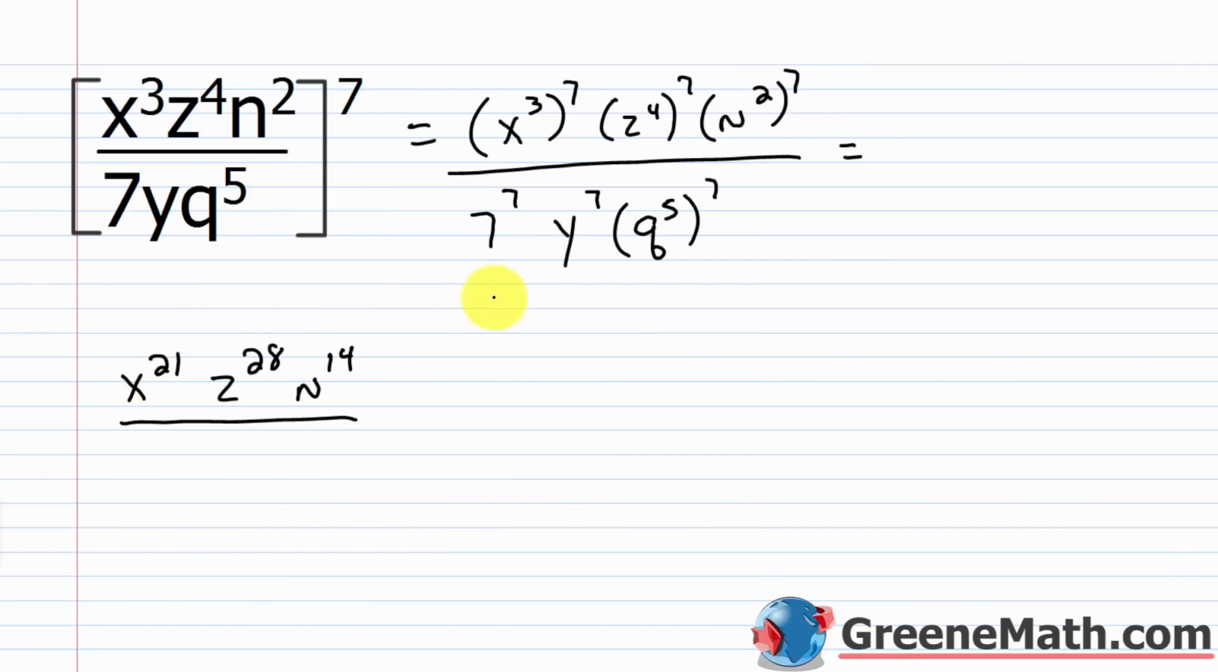This is over. We have 7 to the 7th power. We have y to the 7th power. And then we have q to the 5th power raised to the 7th power. So q stays the same. 5 times 7 is 35. So we end up with x to the 21st, z to the 28th, n to the 14th, over 7 to the 7th, y to the 7th, q to the 35th.